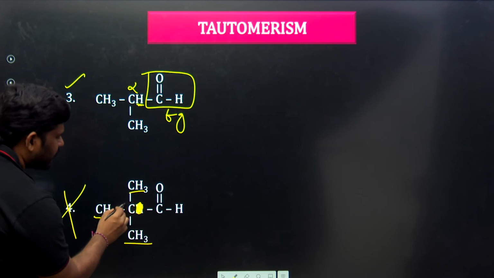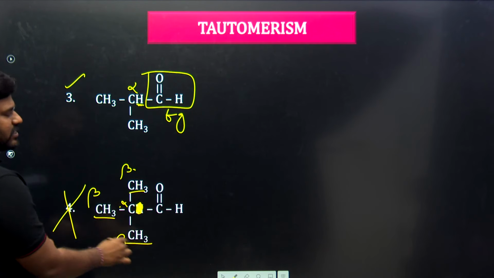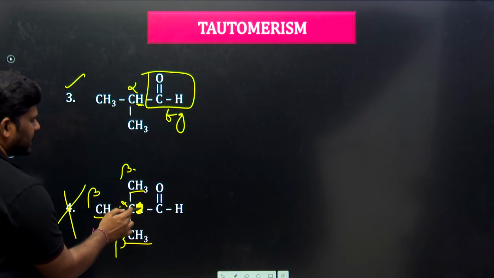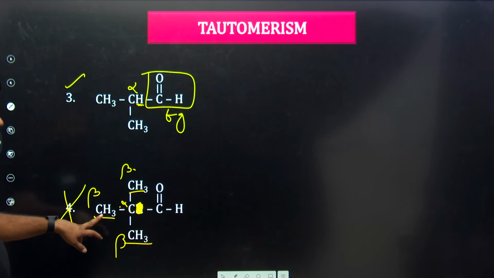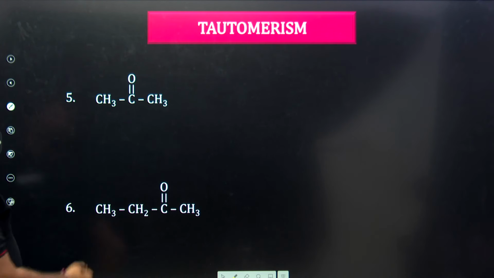Because here, alpha hydrogen is this. These are beta hydrogens. Here the hydrogens are beta hydrogens. At the alpha position there is no hydrogen. These are called non-enolizable forms, they do not show tautomers.